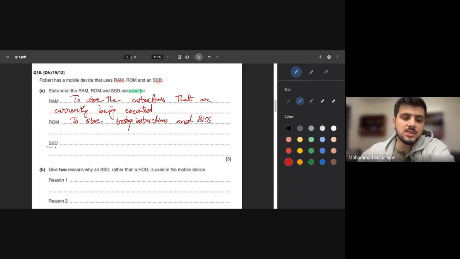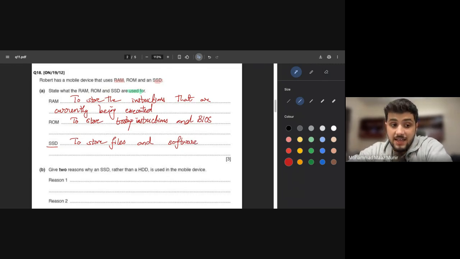And then the last one says SSD. So SSD आप क्यों computers में डालते हैं? So that you can store files and software. See? To store files and softwares. So you see that the question again does not ask you to explain it, but rather it is asking you to explain the relevant application of it.